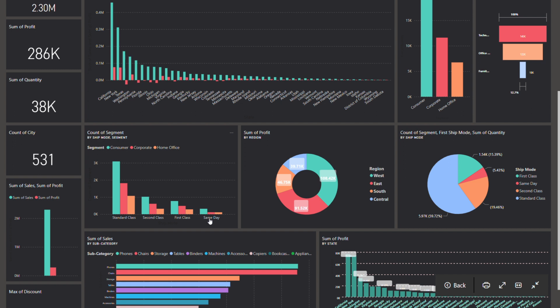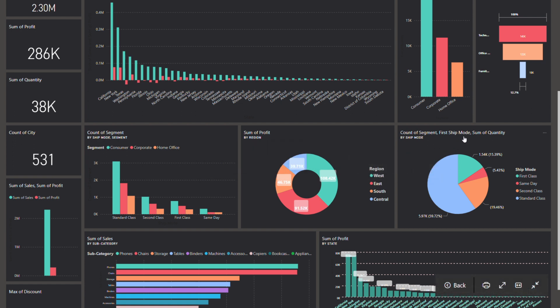So instead of wasting resources on providing such services for a minimum number of customers, the counts being 317 and something like 114, 112, there is no use investing manpower and time in this. If they feel it is not that useful, they should cut it off, or try to increase the number of consumer, corporate and home office customers going for same day delivery. Sum of profit, as you can see, comes majorly from the west and east regions. So the Superstore should work on the south and central regions to increase the sales as well as the profit.